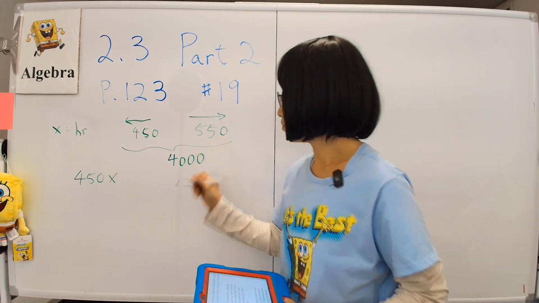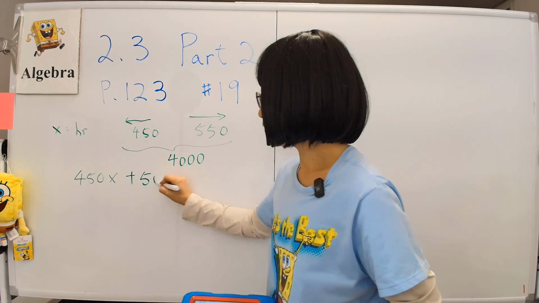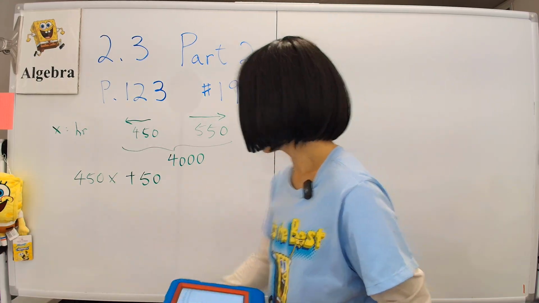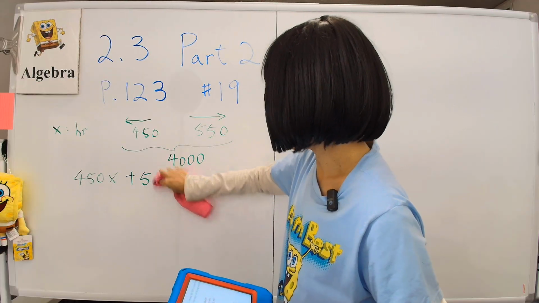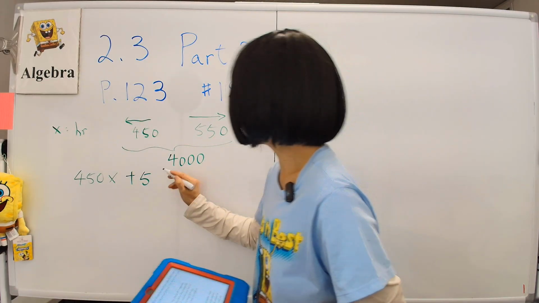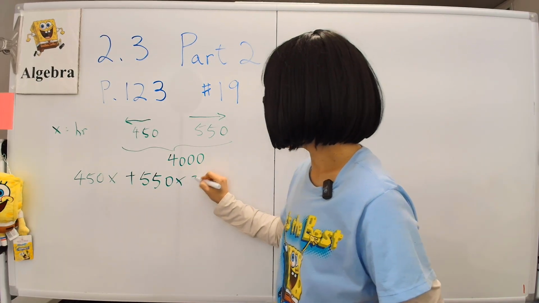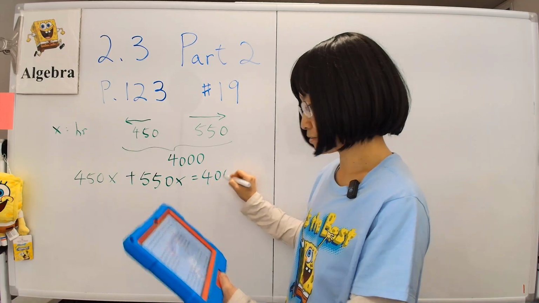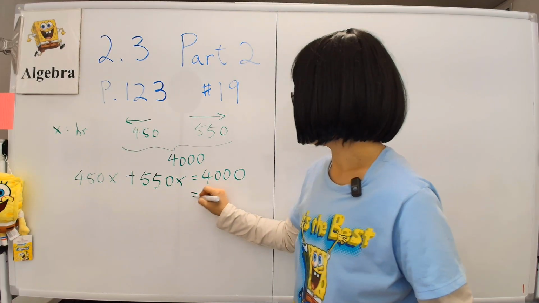The second plane is traveling at 550, and being that they're traveling in opposite directions, the distance is going to be added up because they are getting farther and farther apart from each other. So the two distances will be added up, and together that better be 4,000 miles. Yep. And with that, we are going to do the addition.